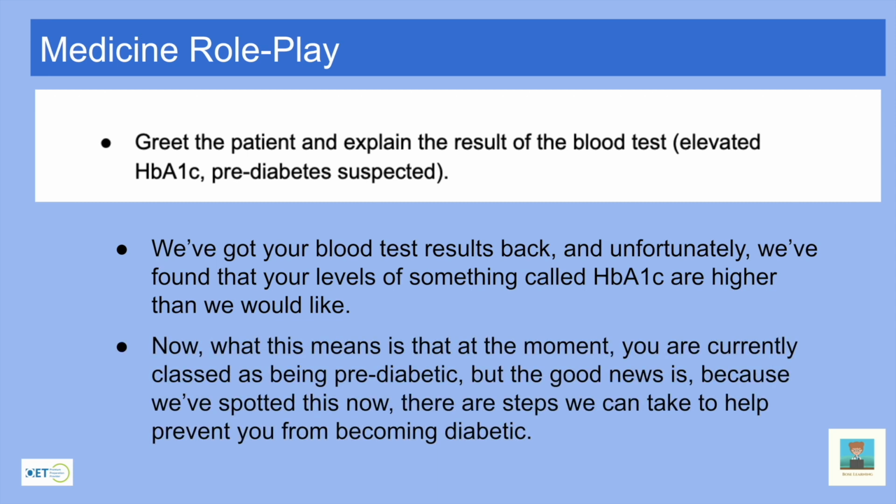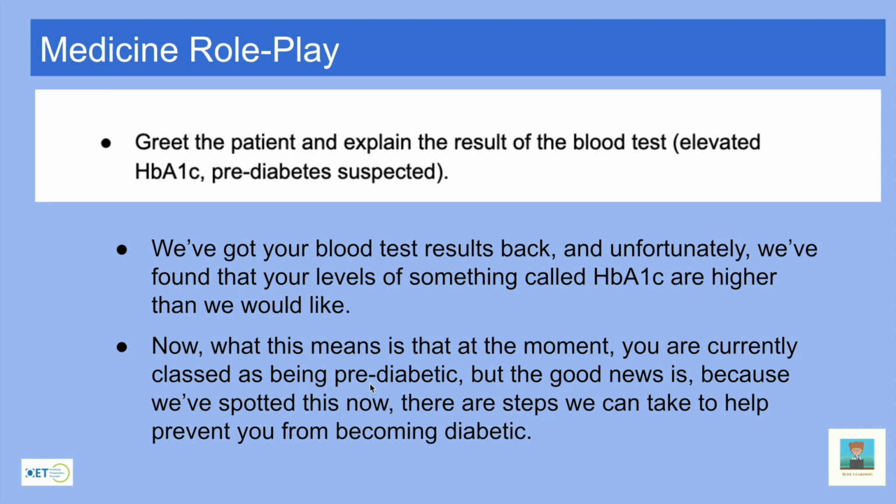Now, what this means is that at the moment you are currently classed as being pre-diabetic. But the good news is, because we've spotted this now, there are steps we can take to help prevent you from becoming diabetic. So this is the key thing here.